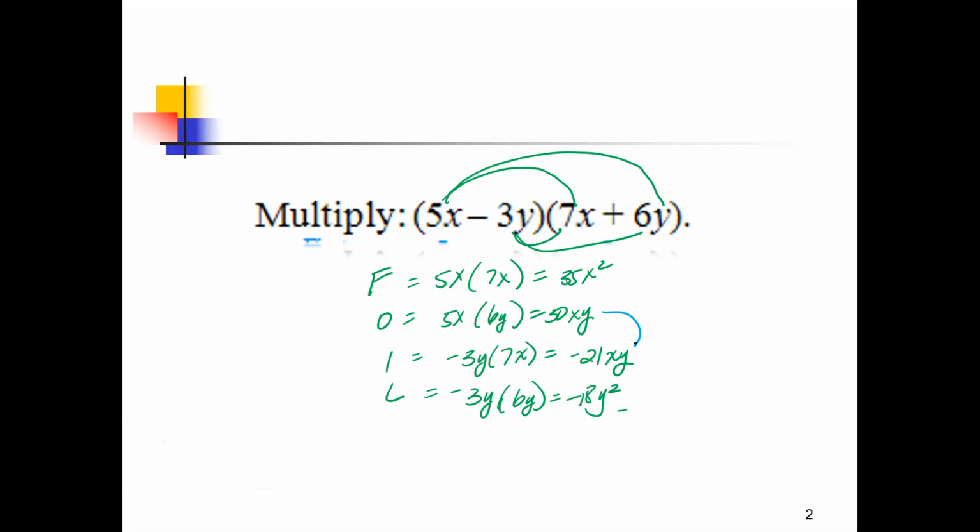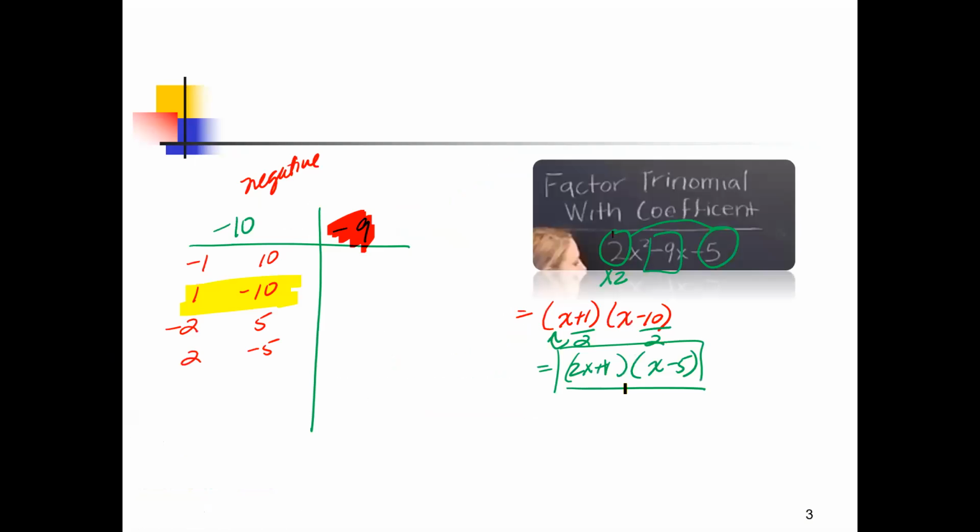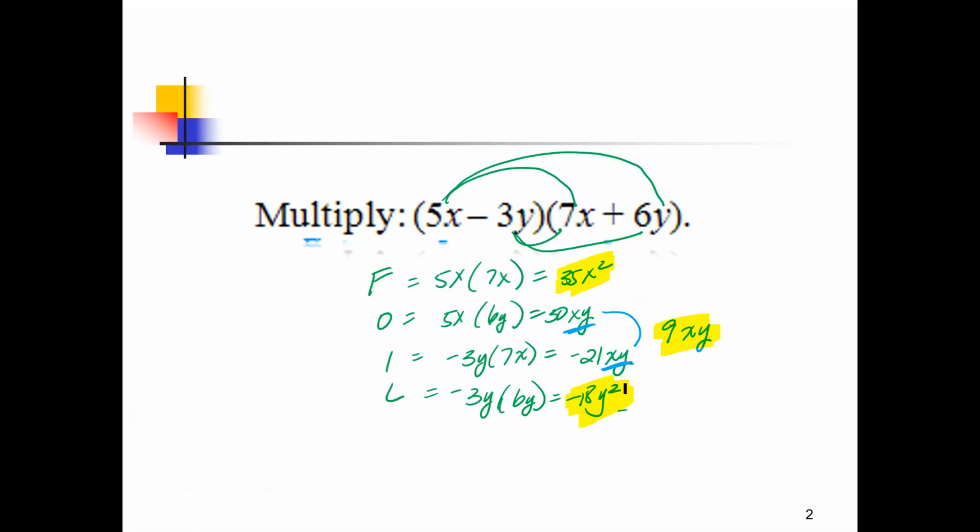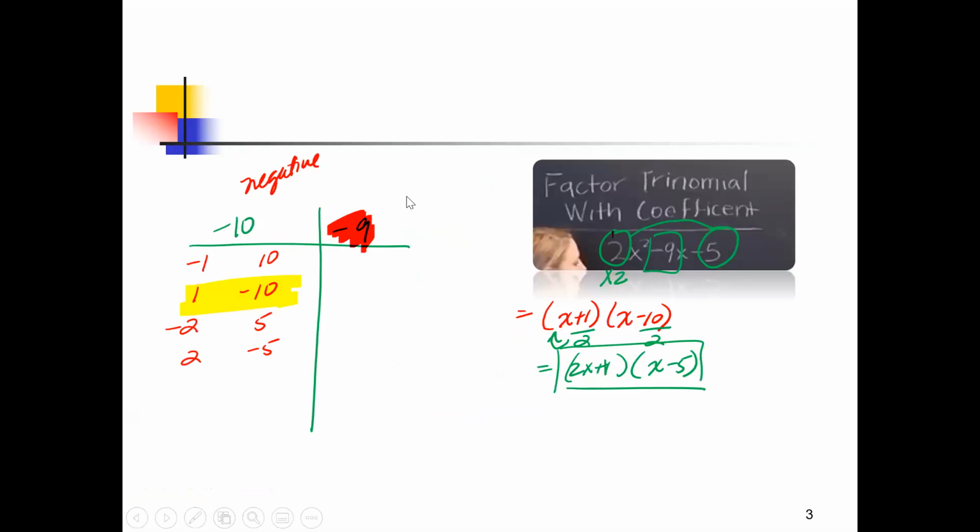Now, as I'm looking at the outer and inner, notice that they both have xy's. So that will give you a 30 minus 21, which is a 9xy. So your answer is the following 3 terms. And your finalized answer is going to look like this: 35x squared plus 9xy minus 18y squared.